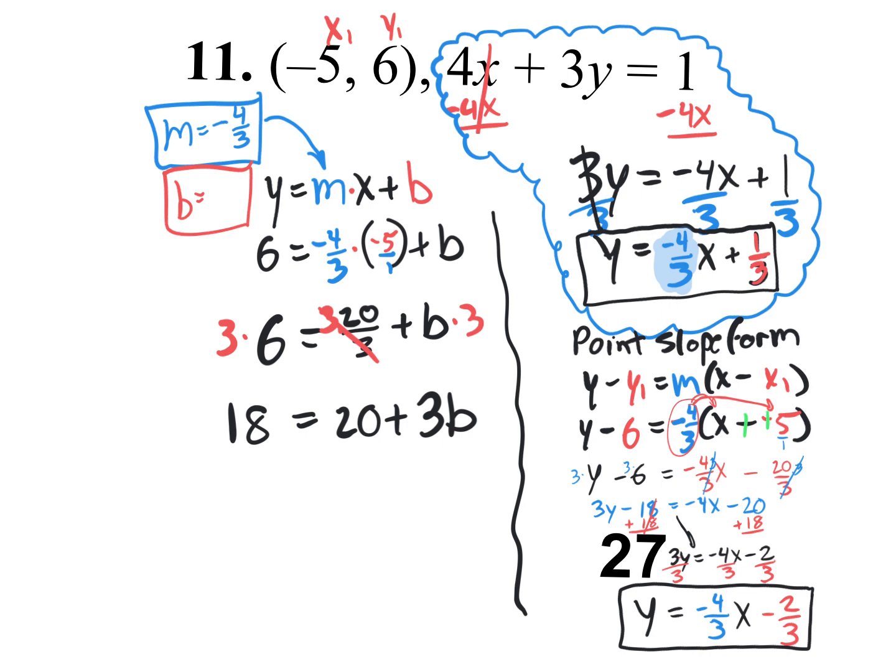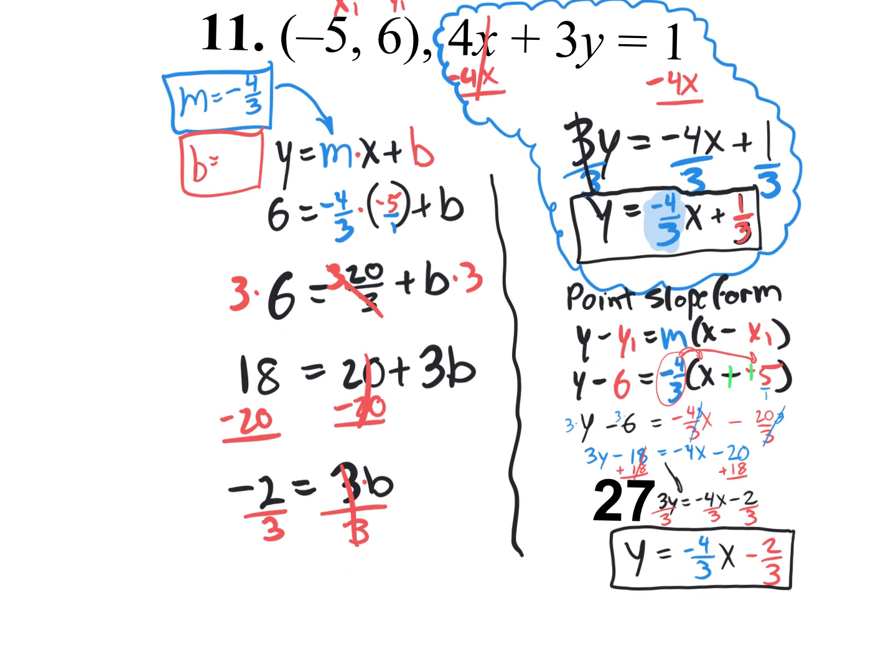Let's get b by itself. You're going to subtract 20. Subtract 20. That'll give you a negative 2 equals 3b, which means that you almost have b by itself. You just need to get rid of that multiplication of 3 in front of b. So how do you get rid of multiplication? With division. Divide by 3, cancels out. b equals negative 2/3. So we know b equals negative 2/3.